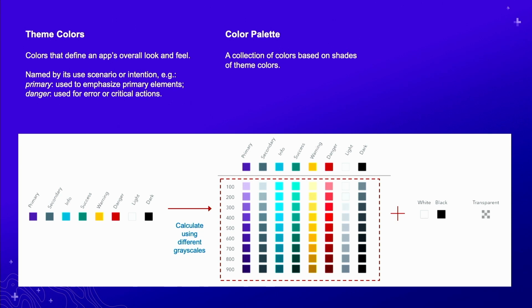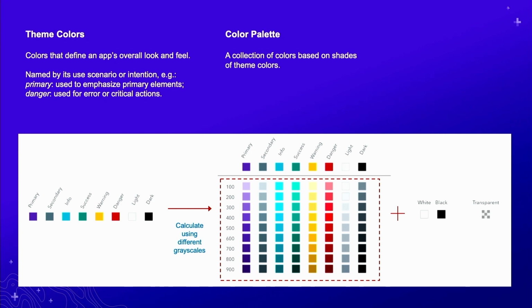Okay, and in the middle, based on the theme colors, groups of swatches or palettes are generated based on different shades or grayscales to provide the theme system with more varieties of color to choose from. Right now, each theme color has 9 different color variants. All these colors, the theme colors plus the color swatches, and some generic colors such as white, black, and transparent, together make the color system in the theming framework.